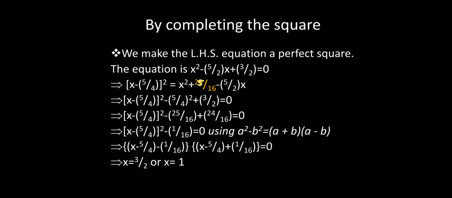Now we are solving it out, where 3 by 2 and 25 by 16 are solved to give you x minus 5 by 4 whole square minus 1 by 16 equals 0. Now this is in the form of a square minus b square. It is written as a plus b, a minus b, and we got the answer x equals 3 by 2 and x equals 1. Please solve it and you will find the same answer.